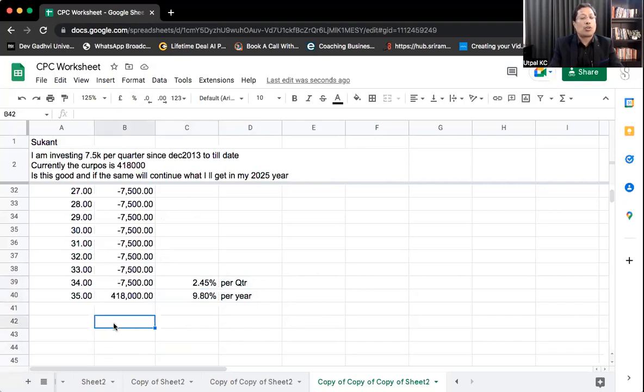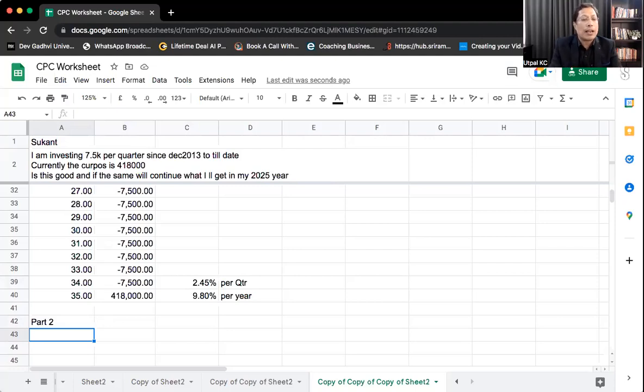Okay. So now part 2. Mahabali part 2, is this good? And if the same will continue, what I'll get in my 20-25 years. So 2022 to 2025. So how many years? 3. 3 fours are 12 months.